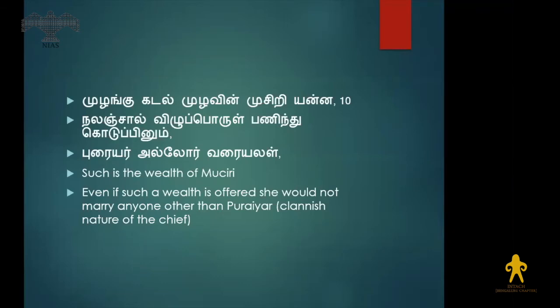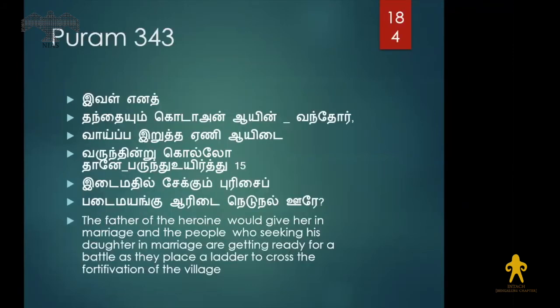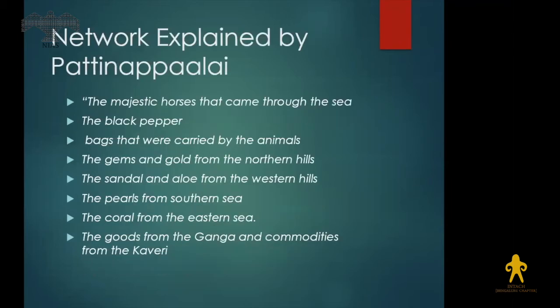So here, the context of this poem is a chief who says that he will not give his daughter in marriage to somebody who is not a Purayan, even if you offer the wealth of Musiri. That is the central idea. What do we get from this? We get the idea that these people were not respecting money or wealth. People had some kind of ideology. They did not like the wealth brought in by the new economy at that point of time. That idea is brought out in the poem.